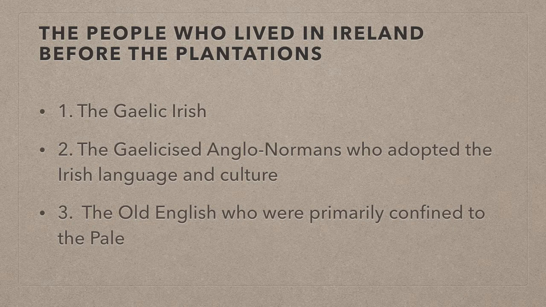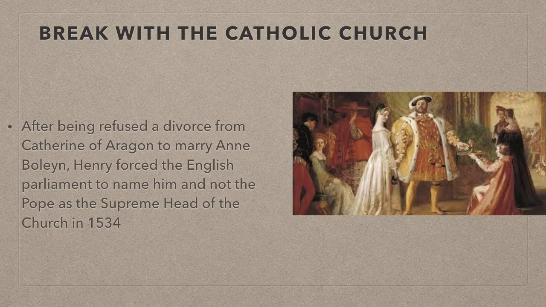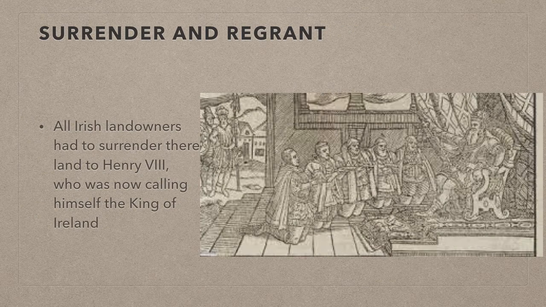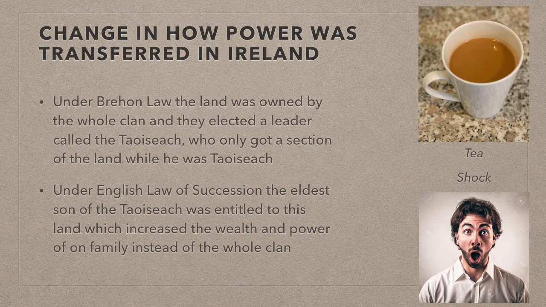In our previous videos, we saw how the people in Ireland could be divided into 3 main groups: the Gaelic Irish, Anglo-Normans and the Old English. We also saw how King Henry VIII broke with the Catholic Church and established himself as the head of the English or Anglican Church. And we also saw how he found it too expensive to keep an army in Ireland to keep the Irish under control, and he adopted a policy of surrender and regrant, where Gaelic lords surrendered their claims to their kingdoms to Henry and promised loyalty to him in return for the land back and an English title like Lord.